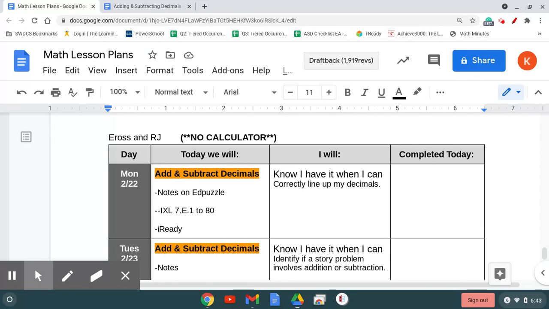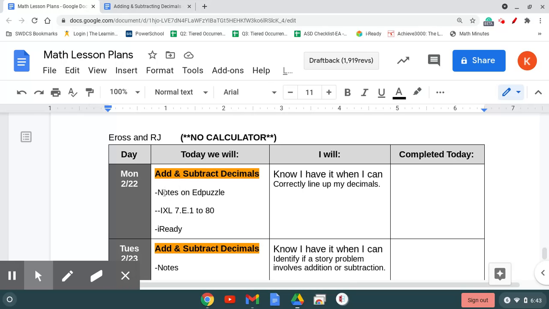So today we are going to review a little tiny bit about the decimal place value, which you guys worked on last week when you were at home. And then we're going to dive into adding and subtracting decimals. So as you can see up here, no calculator. Every time we do these lessons and you do IXL, you do homework, no calculator, because this is going to be working on your adding and subtracting skills.